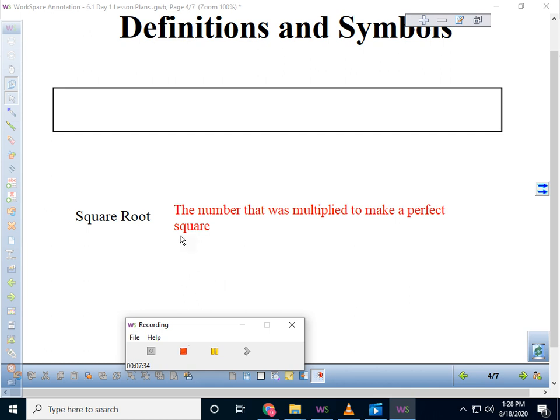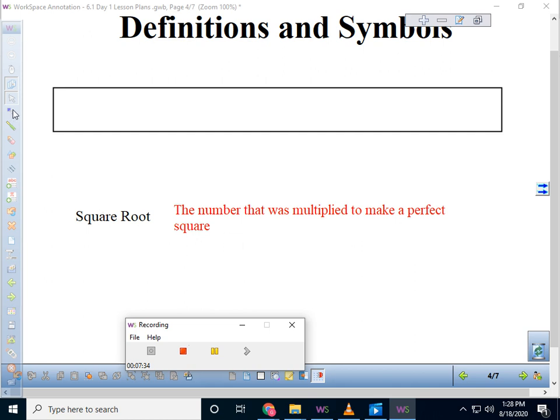Now, let's look at what a square root is. The number that was multiplied to make a perfect square. So it's kind of the opposite. A square root is the opposite, the number that was multiplied to make a perfect square. So go ahead and write that down so you have a good definition of what a square root is. The number that was multiplied to make a perfect square.